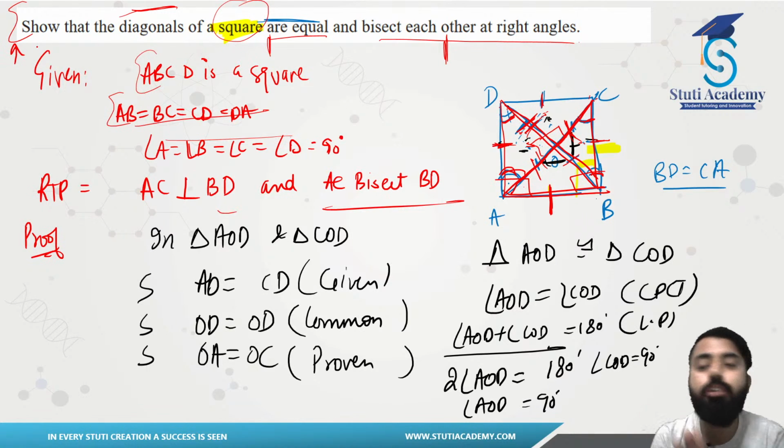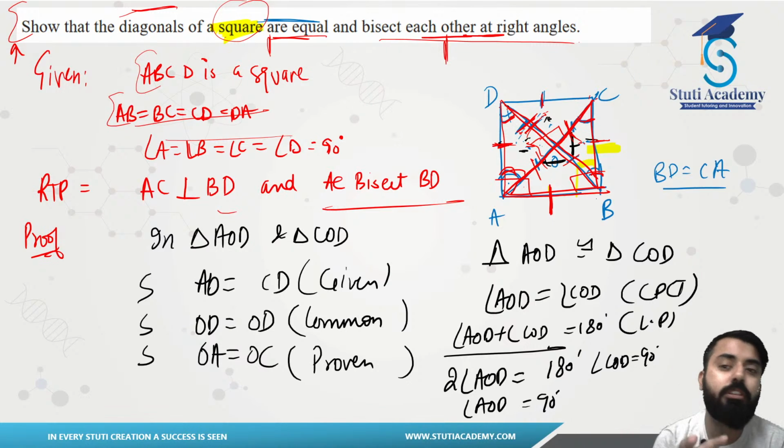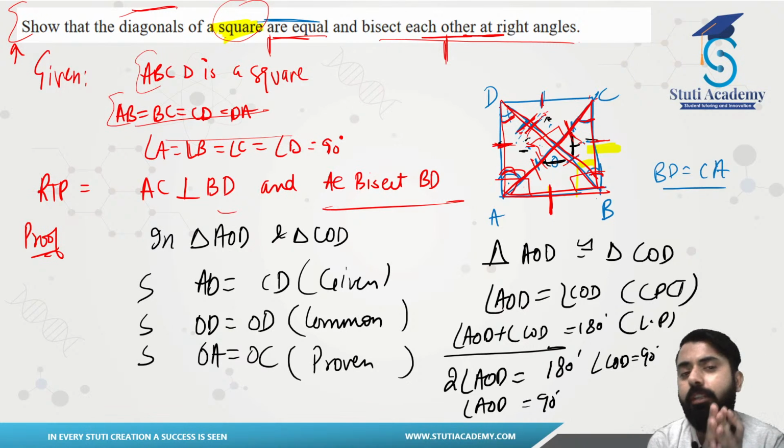You guys remember, we had completed three sums earlier, which were from exercise 8.1. This was the very first sum that we had done yesterday: show that the diagonals of a square are equal and bisect each other at 90 degrees. In this question, you had been given a square ABCD. We had to make sure that its diagonals were equal and they were bisecting each other.